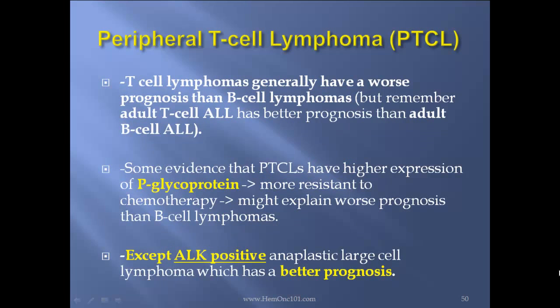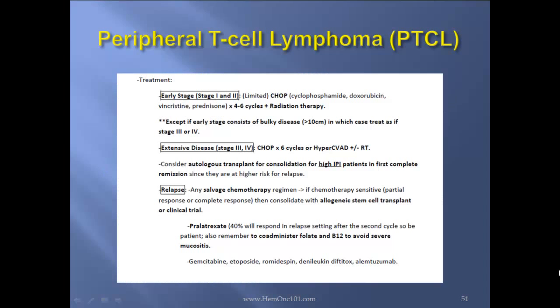T-cell lymphomas generally have a worse prognosis than B-cell lymphomas, but remember, adult T-cell ALL has better prognosis than adult B-cell ALL. There's some evidence that primary cutaneous T-cell lymphomas have higher expression of P-glycoprotein, so they're more resistant to chemotherapy. This might explain the worse prognosis than B cells, also the fact that there's not a rituximab equivalent for T cells yet, except in ALK-positive anaplastic large cell lymphomas, which have a better prognosis.